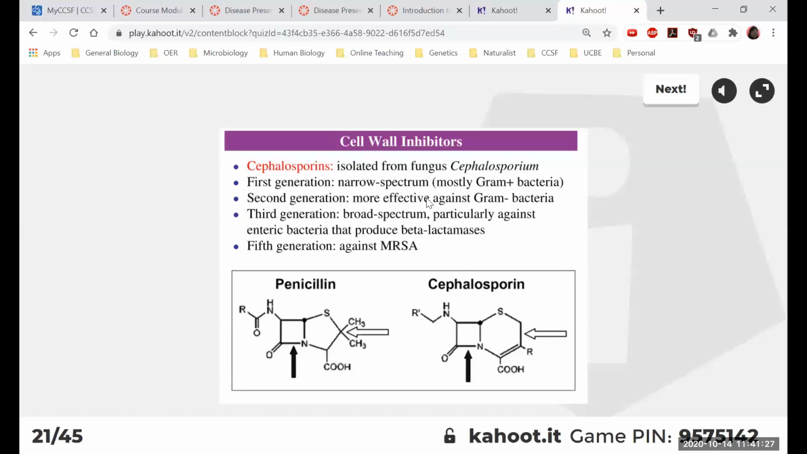Second generation, more broad spectrum, so you can actually use them against gram-negative bacteria. The third generation, also broad spectrum, actually really effective in treating enteric bacteria. So these are bacteria that live in our gut that can actually also cause infection. And then the fifth generation, we're actually now targeting bacteria such as MRSA.